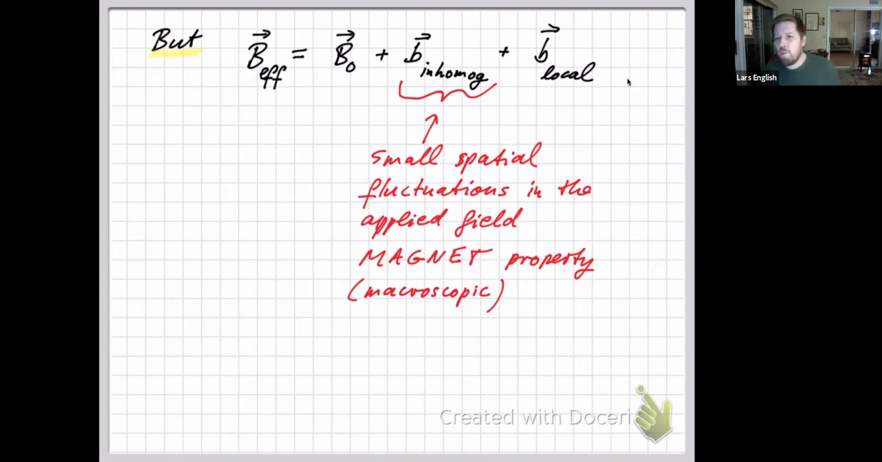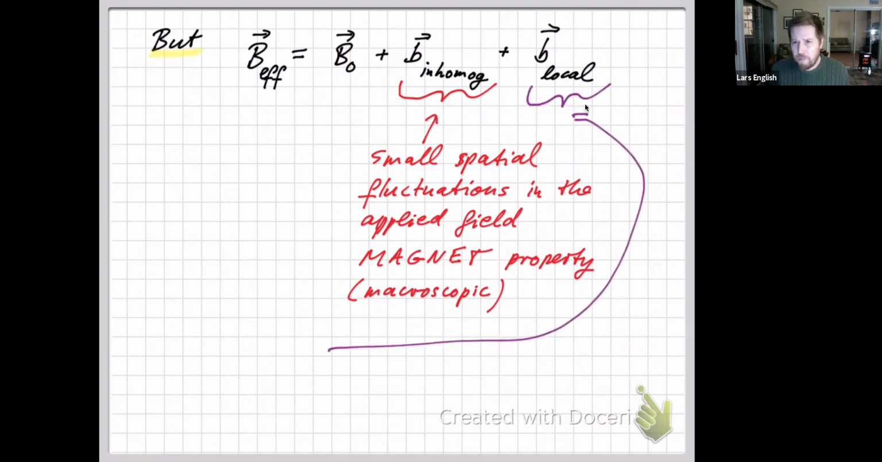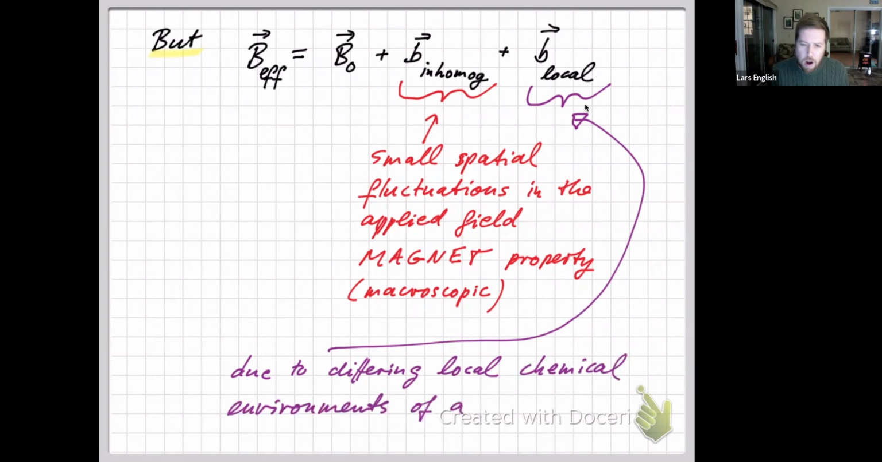So that's sort of more of a magnet property and therefore macroscopic. But then there's also another contribution, and I've labeled that B local here. That's due to the differing local chemical environments of particular protons. So again, we have 10 to the 24 protons in my sample.